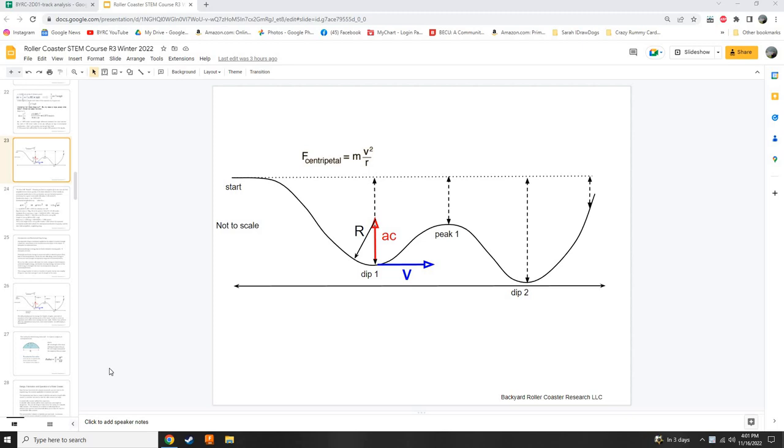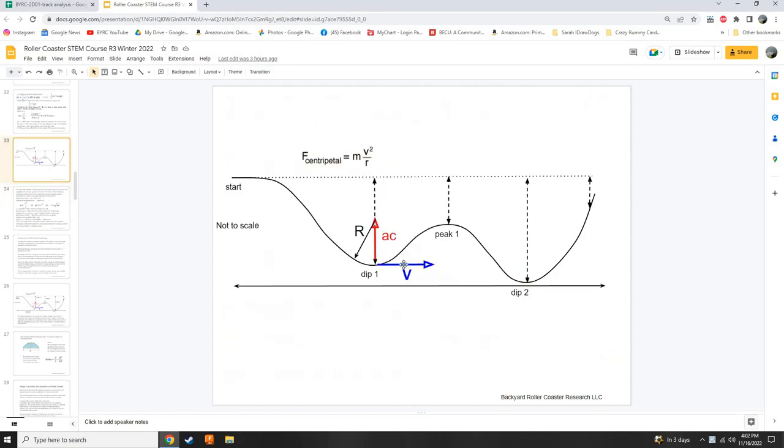This is part 3 of the Backyard Roller Coaster Physics, Math, and Engineering STEM class. We left off in part 2. We're going to make a two-dimensional roller coaster. It's going to have a drop, go through a dip, have some positive G's there, go over a little peak, maybe almost hit negative G's, and then a final dip where we go the fastest. And then it'll just rock back and forth till we're done.